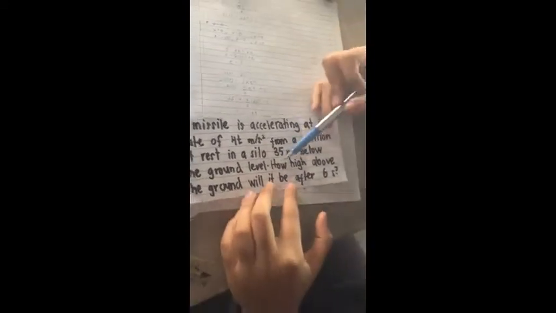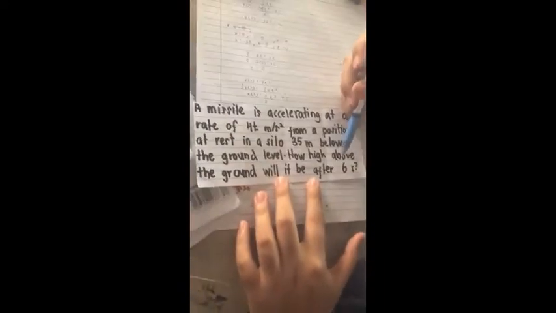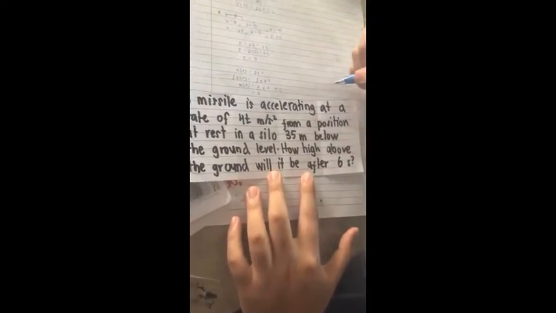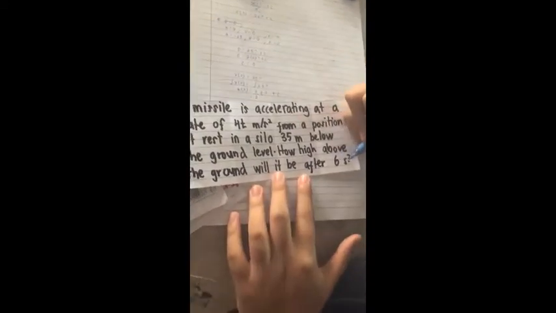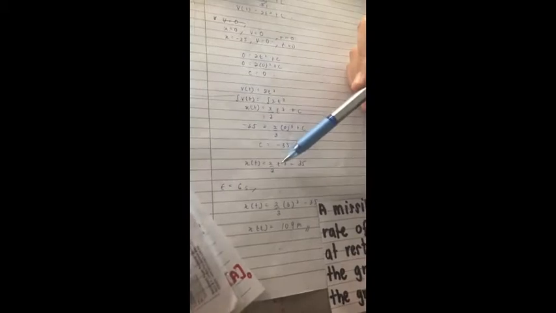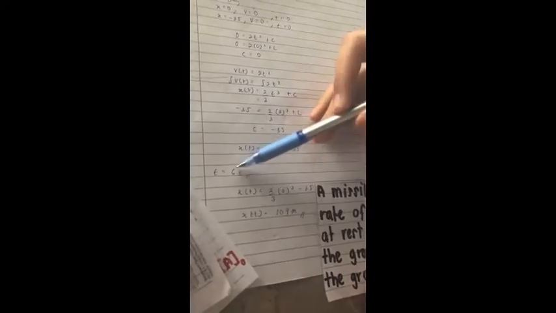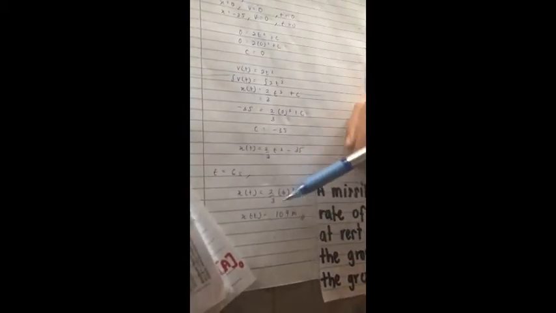The question actually wants to know how high above the ground it will be after 6 seconds. So the answer will be positive, in terms of t equal to 6. After I got x in terms of t, 2/3 t cubed minus 35, I put t equal to 6, and finally I got that when t equals 6, the position is 109 meters.